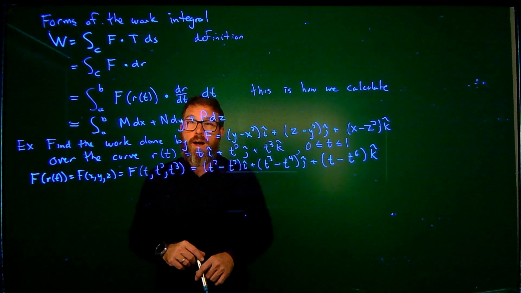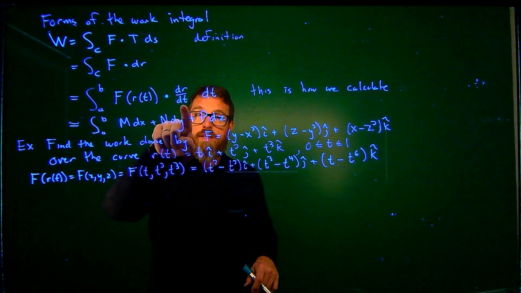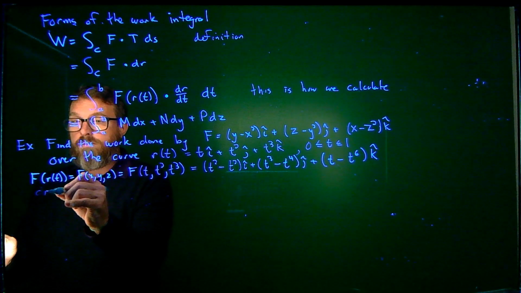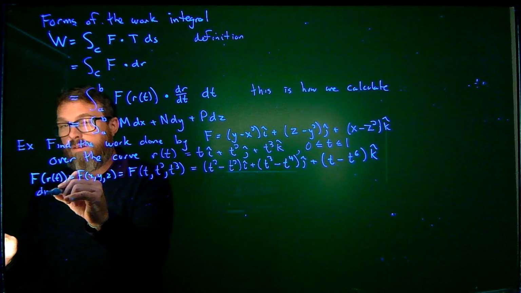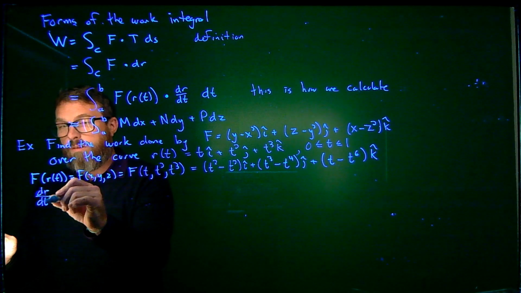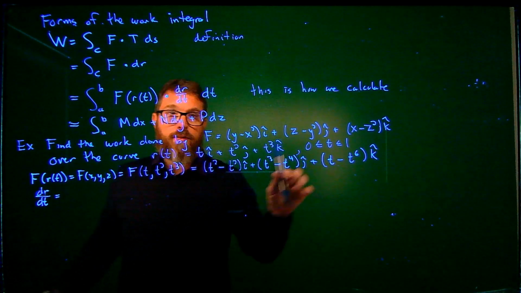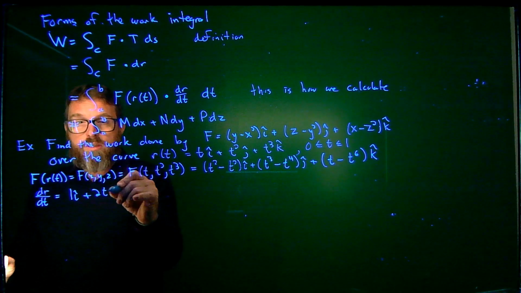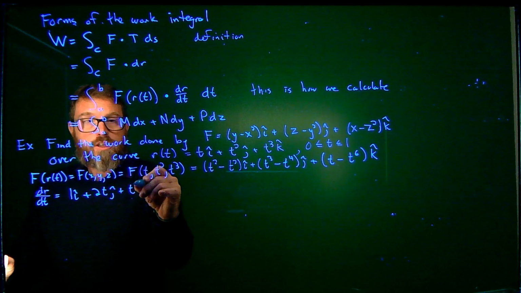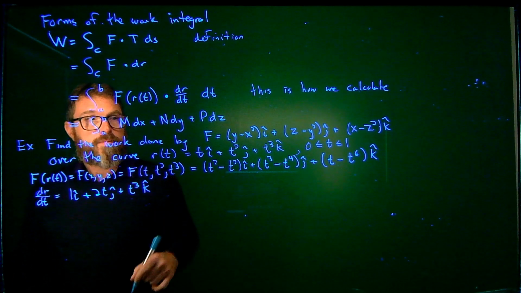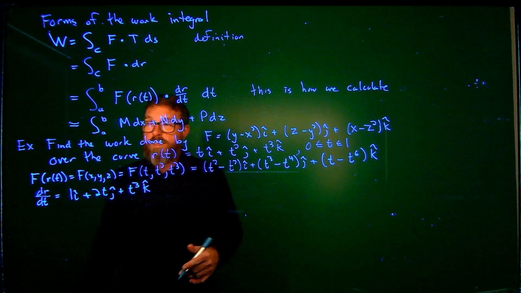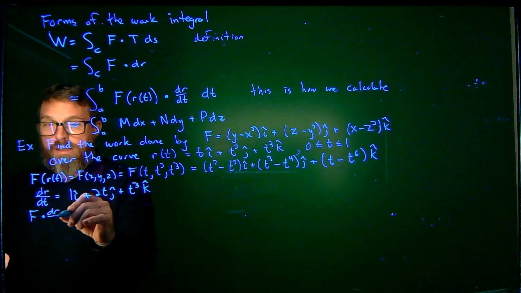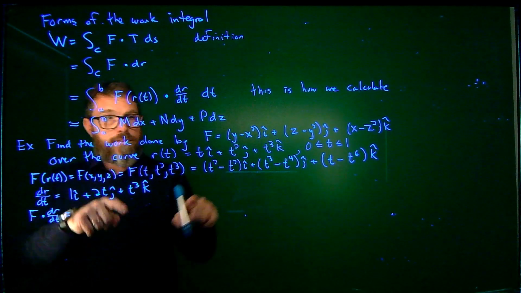Now I'm going to have to dot product this with dr/dt, so I'm going to have to find the derivative of r of t. So dr/dt is going to be, well, the derivative of this. The derivative of t is 1, so 1i plus 2t j plus 3t squared k. Now I have to take the dot product. So now I'm going to need F dot dr/dt. So F is going to be this function.